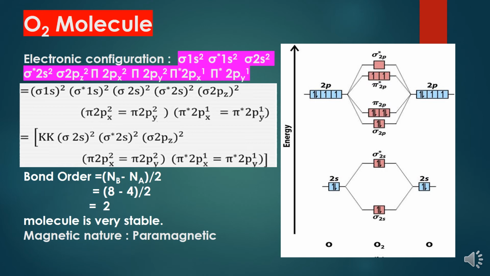The molecule is very stable, and this is a very important achievement of molecular orbital theory, that it proves that oxygen gas is paramagnetic in nature because it contains 2 unpaired electrons in pi star 2px and pi star 2py orbitals.